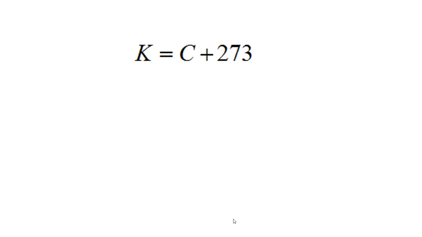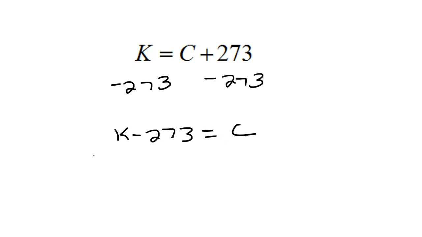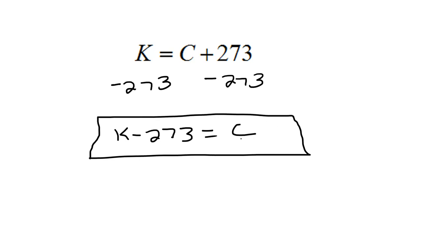Okay, so here's a simple problem where you have k equals c plus 273. I want you to get the c by itself. So what operation is being done to the c? 273 is being added to it, so we're going to do the inverse, which is subtract 273 from both sides. When I subtract 273, I simply write it as k minus 273 is equal to c. This is my new equation, and I have c all by itself. So again, the goal in these problems is to get c, or the variable we're asked to solve for, by itself.